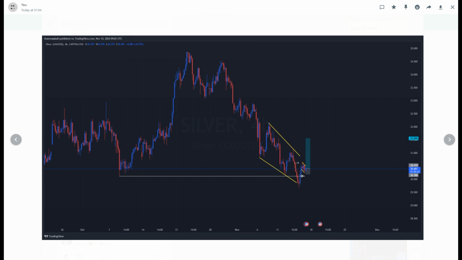And then it impulsed and formed the first correction, and then obviously we expected an impulse, and as you can see, the market is cruising nicely with the VIP.